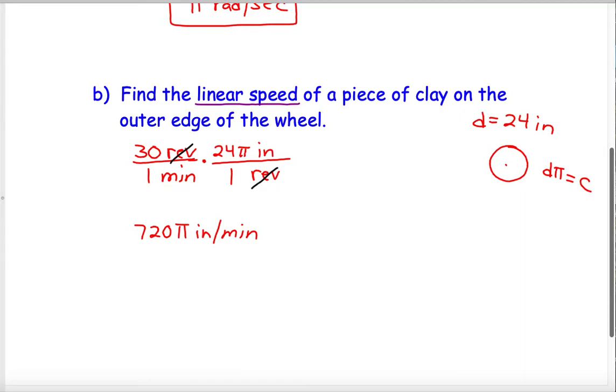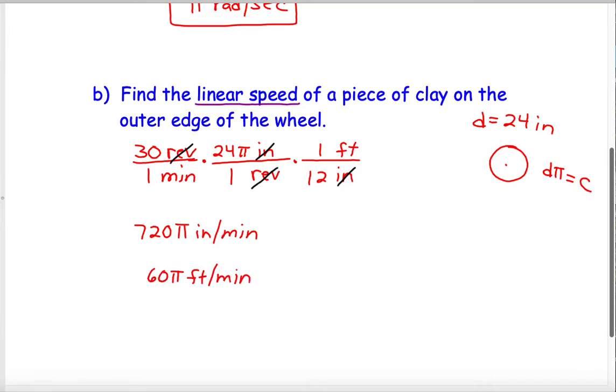And in most problems, they will specifically tell you what units to put it in. But let's say we wanted to convert this to feet. So that would mean getting rid of inches, and since inches is in the numerator, I'm going to put my inches in the denominator, and we'll convert to feet. What's the conversion? 1 foot is equal to 12 inches. And so now my inches will cancel. And so basically I'm dividing by 12. So now my answer would be 60 pi feet per minute.